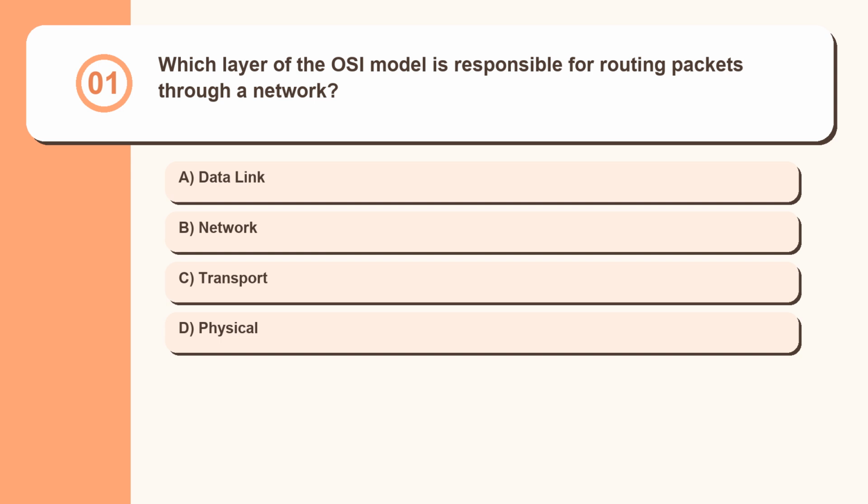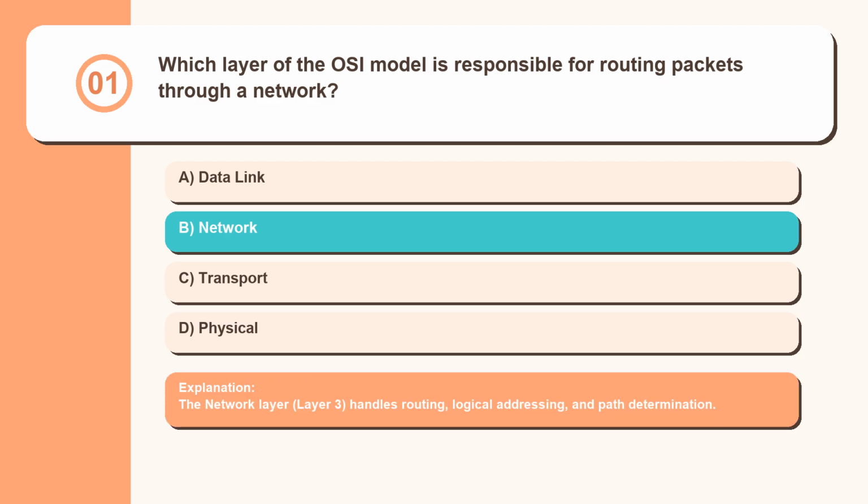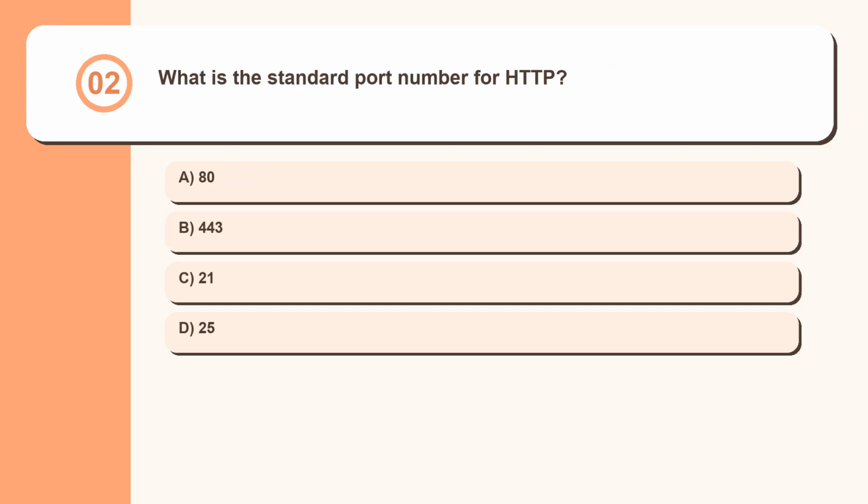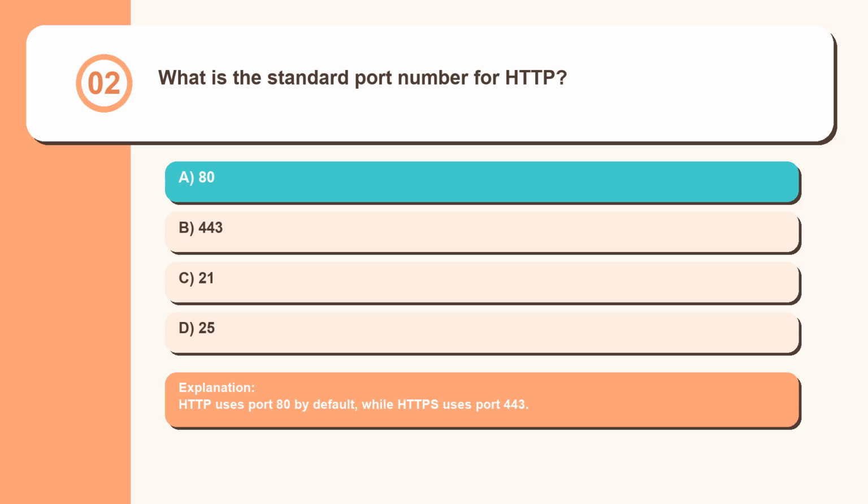Question 1. Which layer of the OSI model is responsible for routing packets through a network? Data link, network, transport, physical. The network layer, layer 3, handles routing, logical addressing, and path determination. Question 2. What is the standard port number for HTTP? 80, 443, 21, 25. HTTP uses port 80 by default, while HTTPS uses port 443.